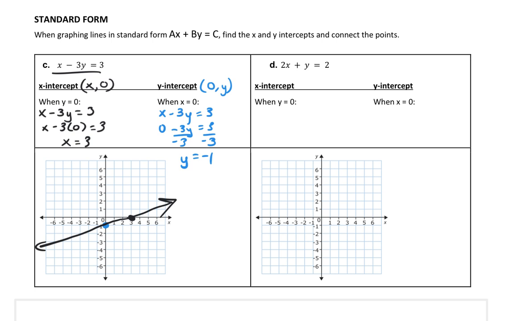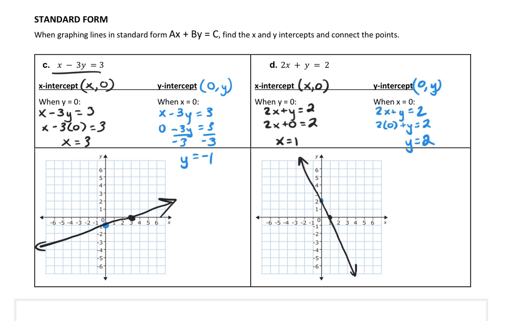Okay. All right, you try the next one, pause now, and then check your answers against mine. All right, there you go. The x-intercept is at 1, the y-intercept is at 2, connect the dots, and you have a good graph.